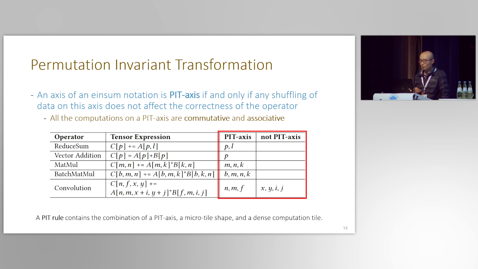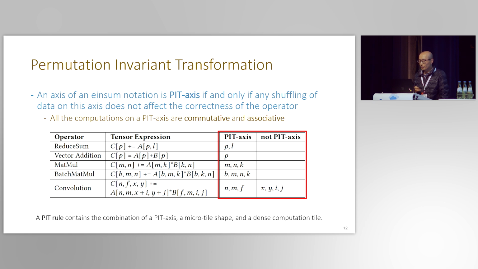We find that PIT axis commonly exists in deep learning operators. As shown in this table, most axes are PIT axis. For the convolutional operator, axes x, y, i, j are not PIT axis because there are arithmetic operations on them. That is x plus i and y plus j.